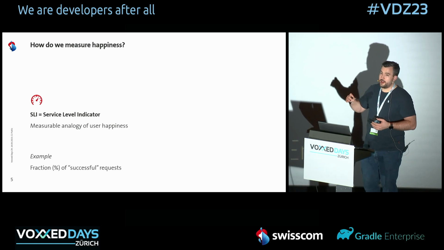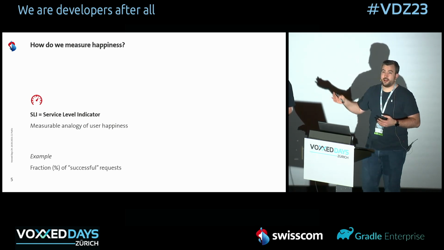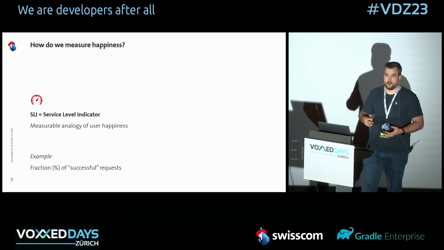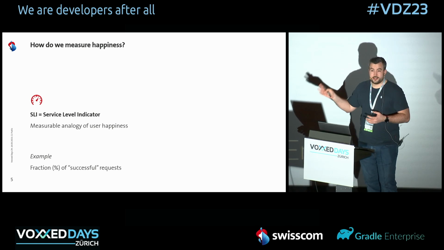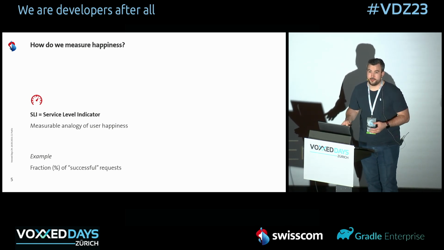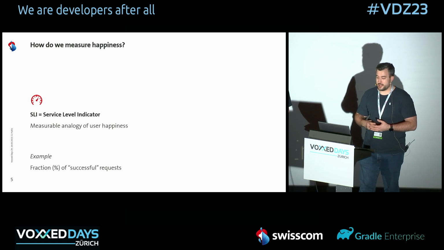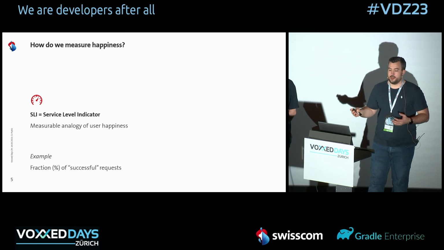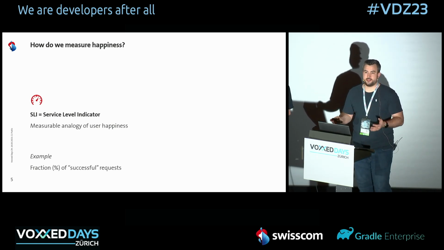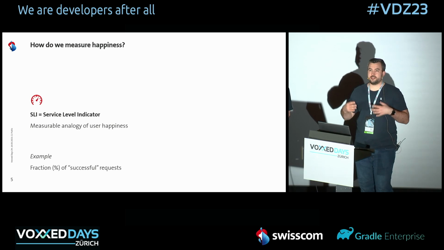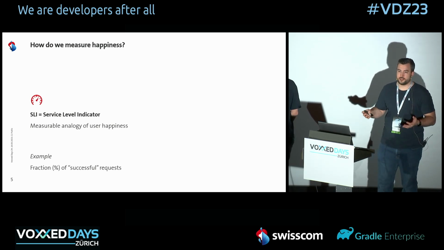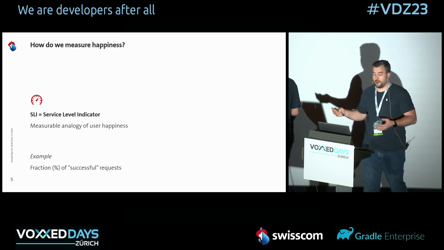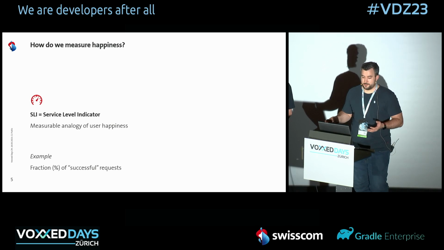And that means if such an SLI is bad, your users are probably not happy. Of course, if they are good, there still might be other reasons that your users are not happy, but it should not be this technical reason. For example, here, if we take a web server, a possible SLI could be what fraction of requests were successfully responded to. So of course, a happy user means a high success rate, and a low success rate will mean unhappy users.